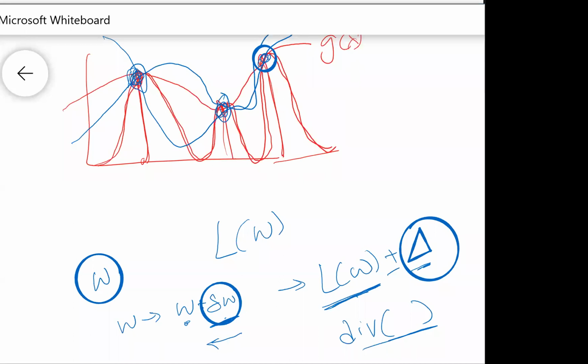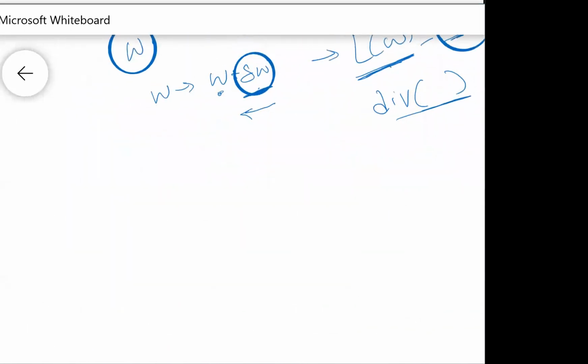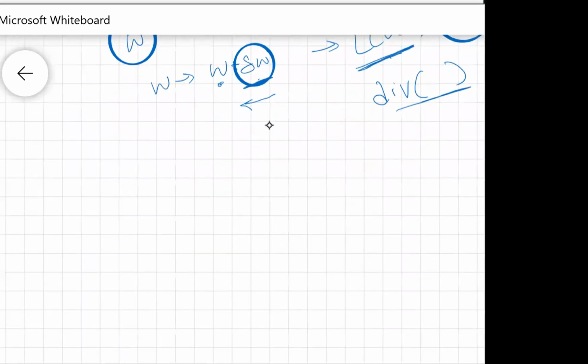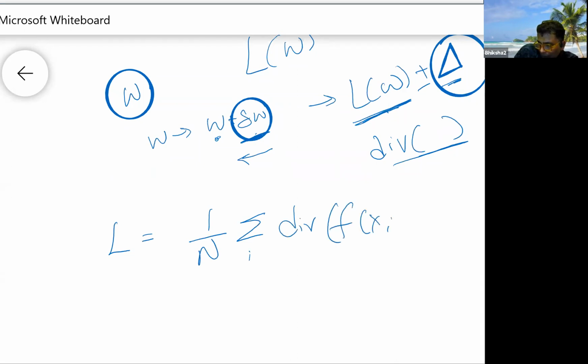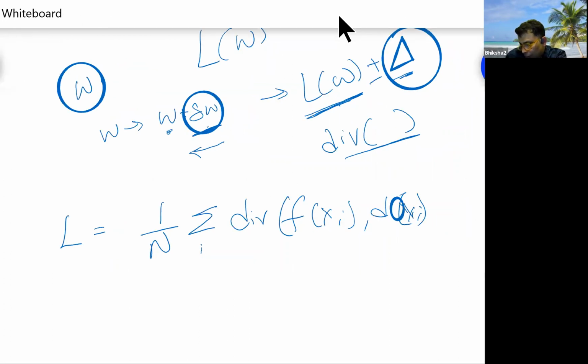Could you also show again the derivation that you wrote down when you were explaining how the expected value can be empirically estimated? I'm saying the empirical, so if I have some n samples, my empirical loss is 1 over n summation i, the divergence between f of xi, I'm not writing the w, and the target.